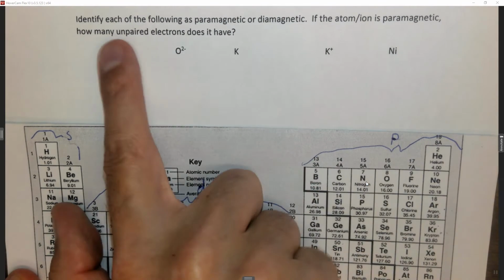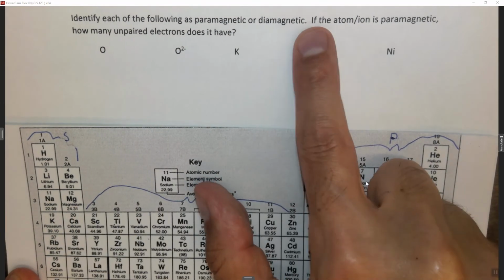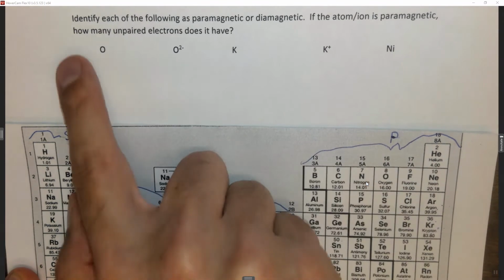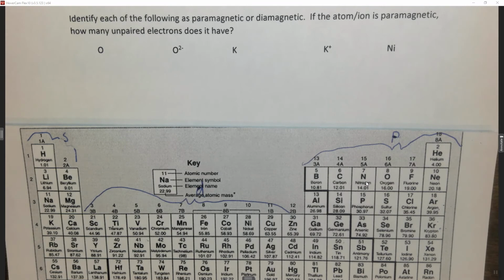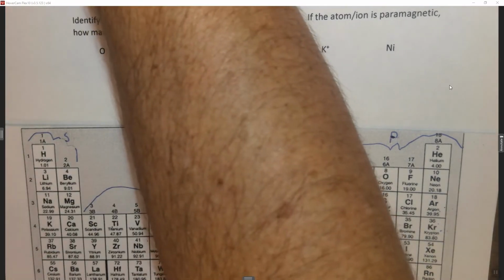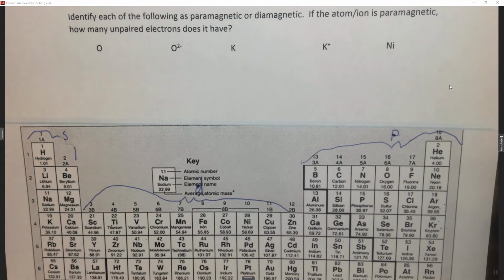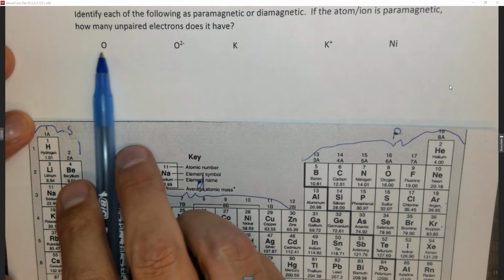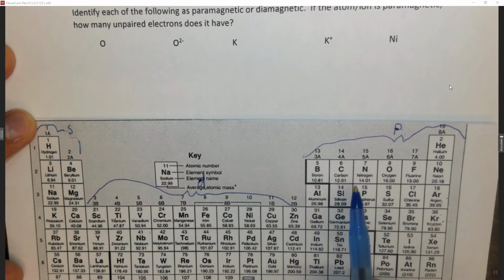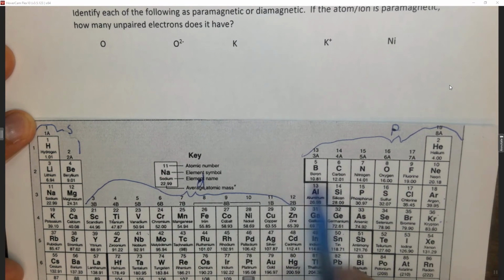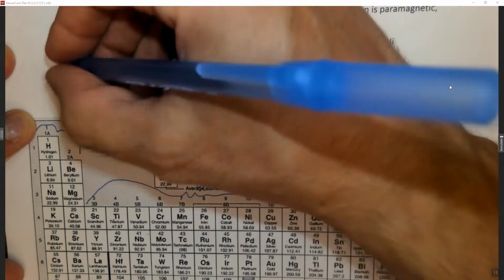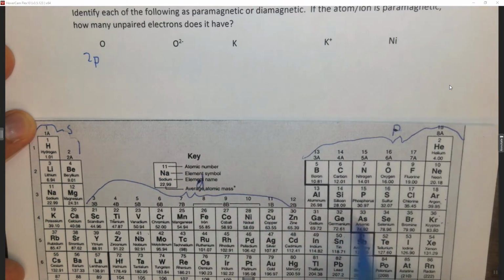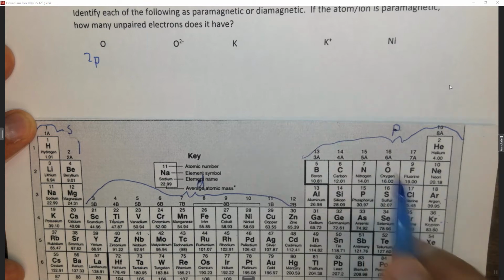The question says, identify each of the following as paramagnetic or diamagnetic. If the atom/ion is paramagnetic, how many unpaired electrons does it have? So the first thing to realize is that any unpaired electrons are going to be in the outermost orbital. So what we need to focus on is the outermost orbital. If we look at oxygen here, it's in period 2, a p orbital, so it's in a 2p. So the outermost orbital is going to be 2p4: 1, 2, 3, 4.